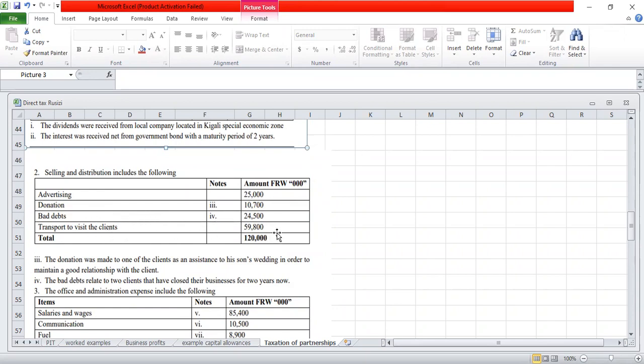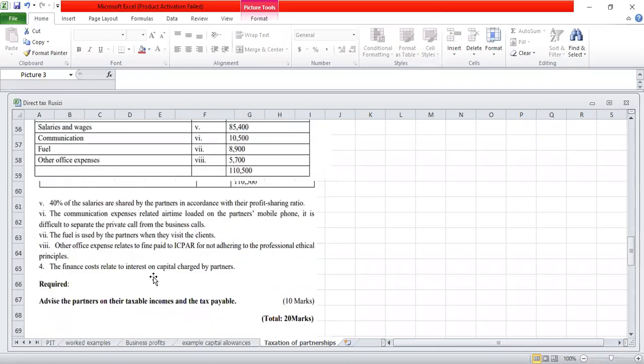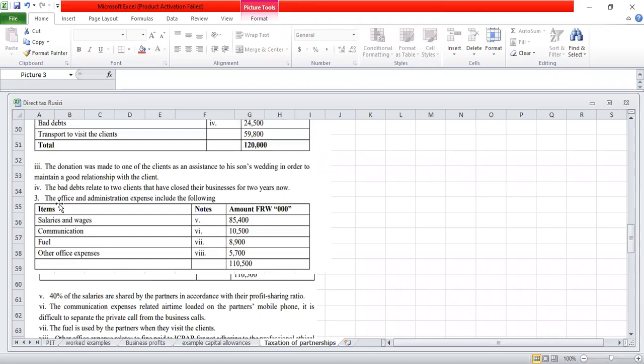Transport to visit client, which is allowed. The donation was made to one of the client as an assistance to his son's wedding in order to maintain a good relation with the client. Automatically, this one is not allowed. The bad debt is to 2 clients that have closed their business for 2 years now. That is not allowed. So then you can go to office and administration expense. We have salaries and wages. It has a note. So 40% of the salaries are shared by the partners in accordance with their profit sharing ratio. The salaries for partners is allowed.